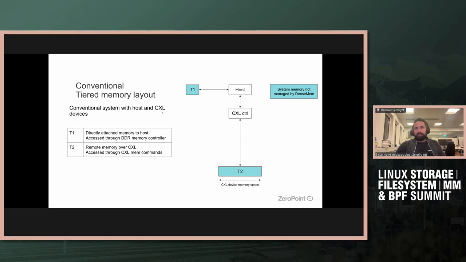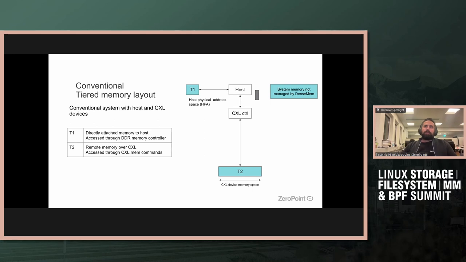So let me start by the baseline, right? Conventional tiered memory layout, nothing weird here. We have a host, a directly attached tier one, which is standard DDR DRAM, and the tier two, which is remote memory over CXL, typically accessed through .NET commands. Obviously, I will give an overview of the IP so that I can explain the interfaces we expose and how things change for the host.